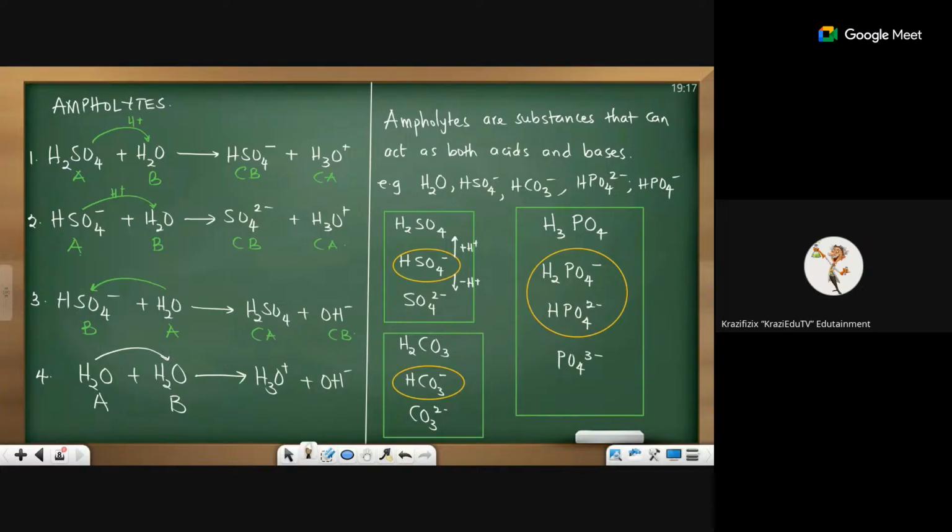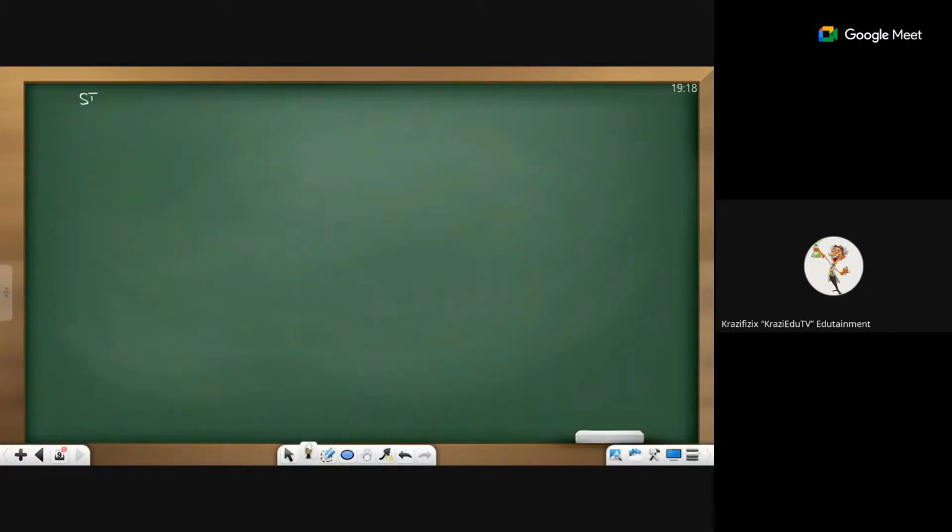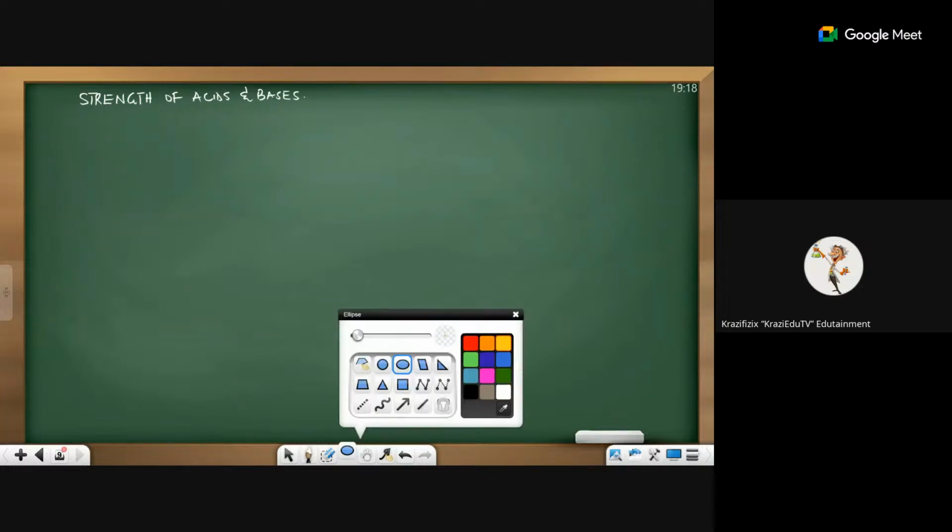Guys, are we good? We need to look at one more concept for today, finishing at pace. Are we okay, everybody? The last concept for today. Like I told you, it's small concepts that make up the big one. All right. Strengths of acids and bases. We are going to start with acids.